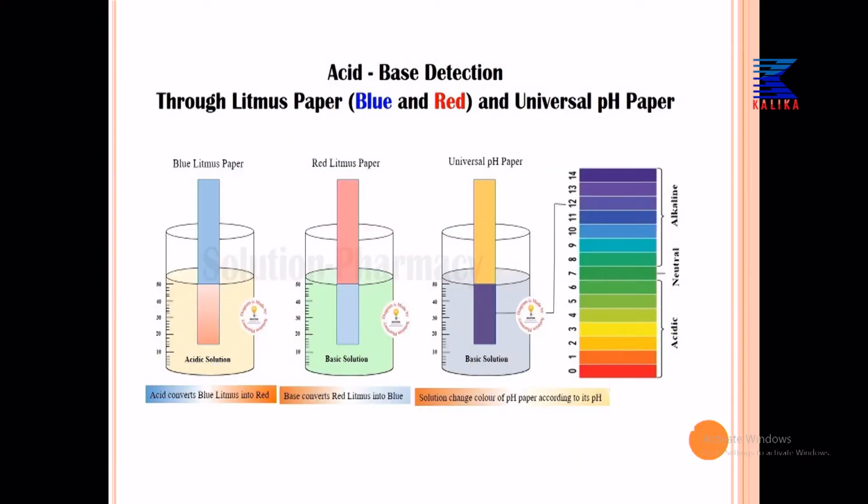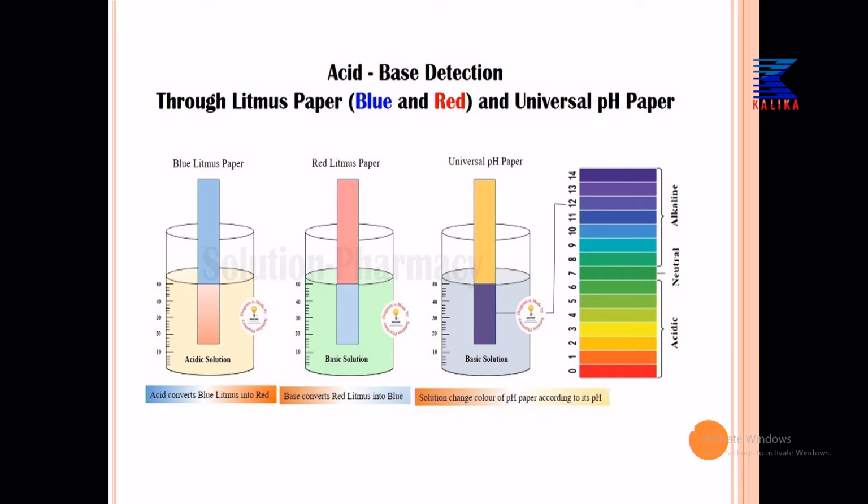There are many different useful indicators, but in this class we will only discuss these three types of indicators along with the universal indicator. The term universal indicator is different from indicators. Let us differentiate them. Indicators are those substances which indicate whether the given substance is acid, base or neutral, but universal indicators indicate the given substances along with their strength.